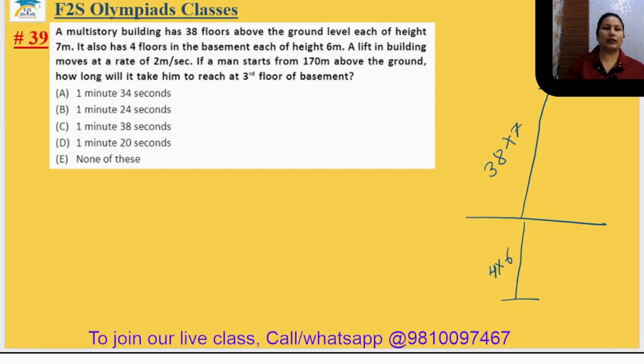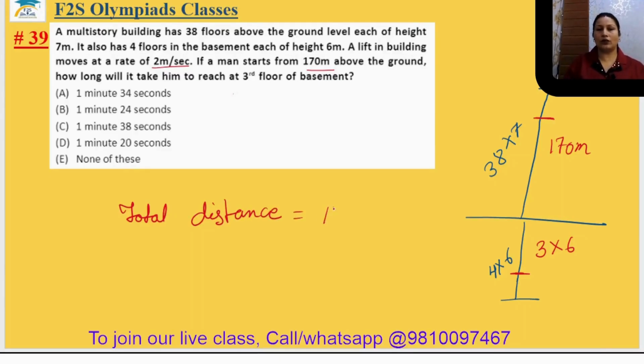A lift in the building moves at a rate of 2 meters per second. If a man starts 170 meters above the ground, how long will it take to reach the third floor of the basement? Actually, that man has to come to the third basement floor. It means 3 multiplied by 6. So how much time will he take? Total distance he has to cover equals 170 plus 3 multiplied by 6.